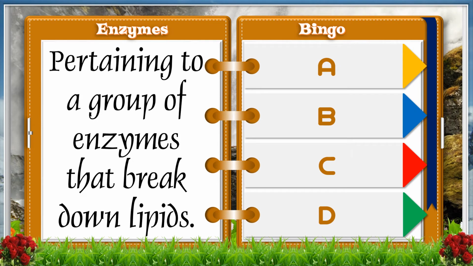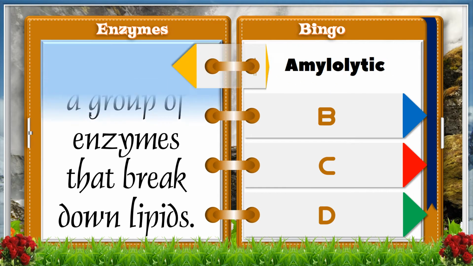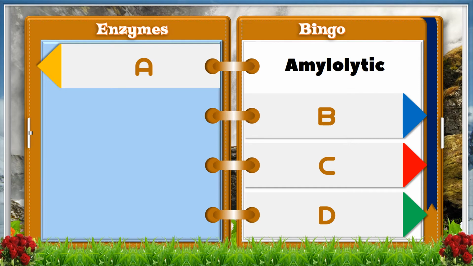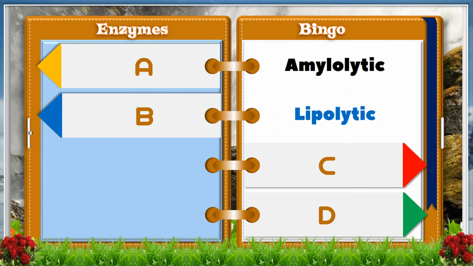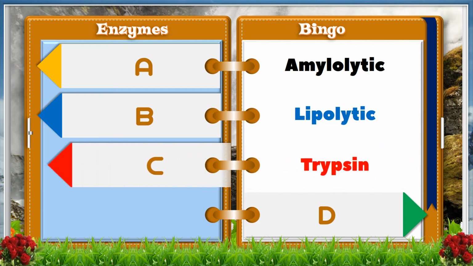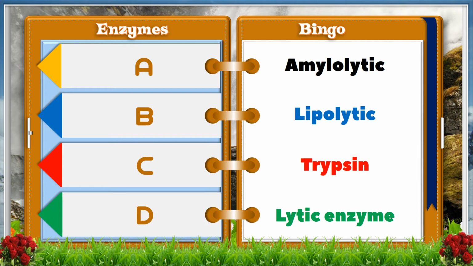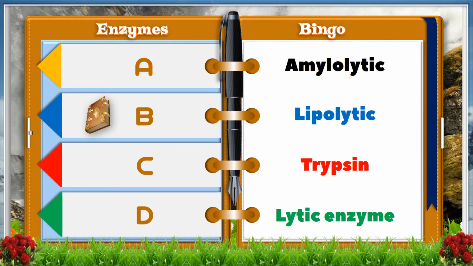Pertaining to a group of enzymes that break down lipids. A. Amylolytic. B. Lipolytic. C. Trypsin. D. Lytic enzyme. And the answer is B. Lipolytic.